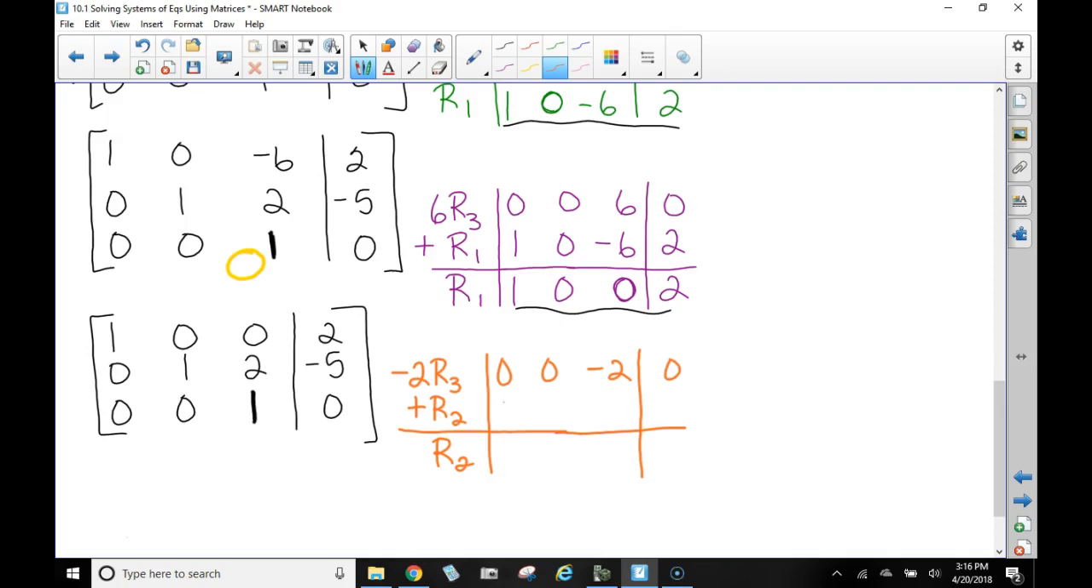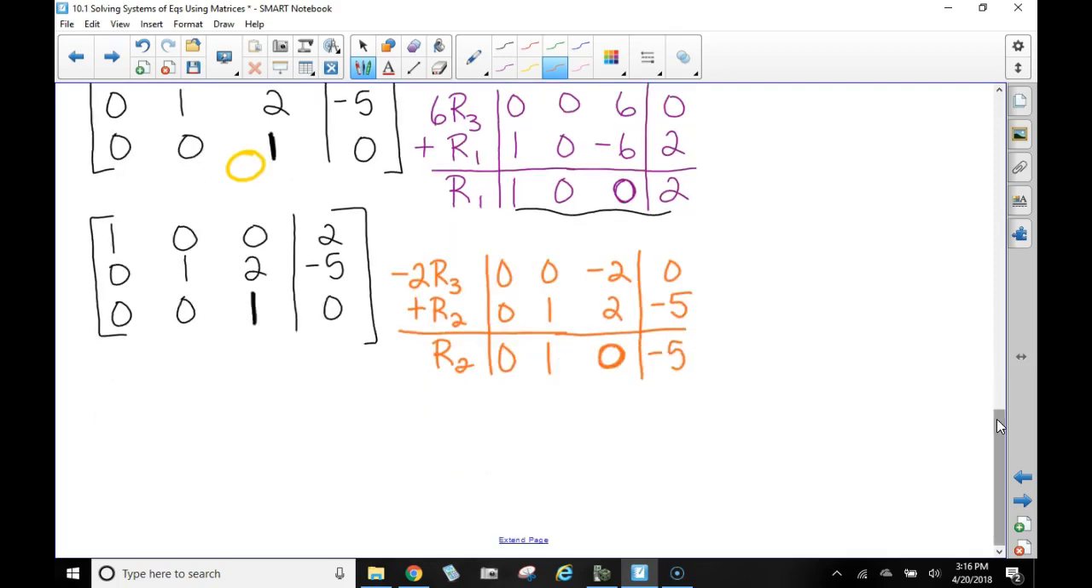Row 2 is 0, 1, 2, -5. I am going to add those together. 0 plus 0 is 0. 0 plus 1 is 1. Negative 2 plus 2 is 0. That's the whole reason I did it. And 0 and negative 5 is negative 5. Okay? So now my matrix with the new row 2.